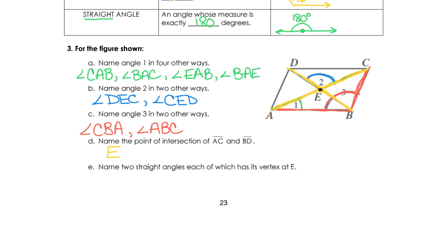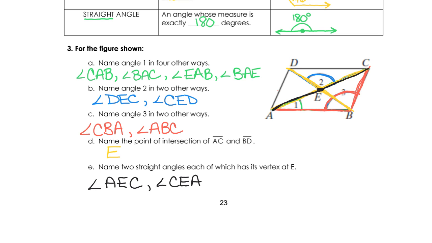Part E, it says name 2 straight angles, each of which has its vertex at E. So if E is the vertex and it's a straight angle, it means a straight line. And so they want us to name straight angle. So we still have to use 3 letters and we still have to have E as the vertex. So on that one, we could go ahead and call it angle AEC. Or it could have also been called angle CEA.